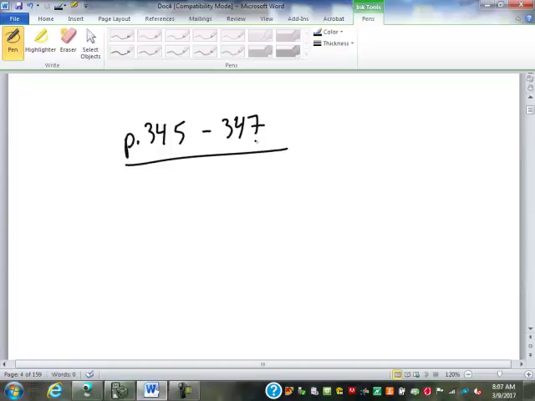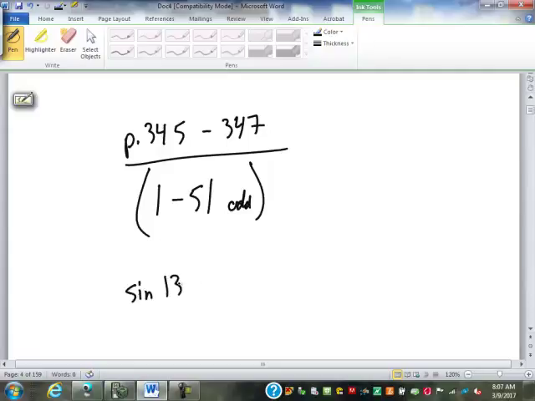Looks like it's 1 through 51. I'll just do the odd. Now, some of them, what they're asking you to do is they're asking you to compare. Like the sine of 13 degrees to the cosine of 83 degrees. So what they want you to do is they want you to reason out.